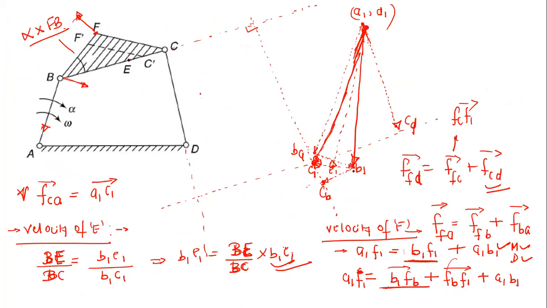So let me draw this. This is your B1, correct? Now, first of all, I'm going to draw B1 FB. B1 FB is going to be directed from F towards B. So now I'm going to draw a line that is parallel to this FB. This is very simple. Just draw a line that is parallel to this FB. So this is B1 FB.